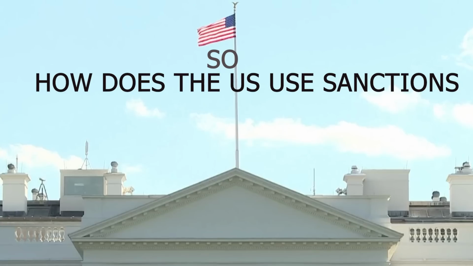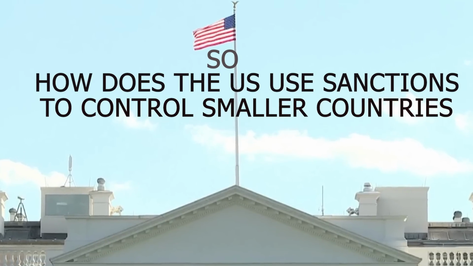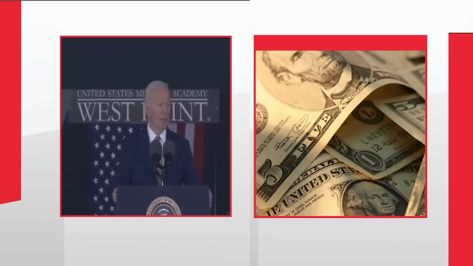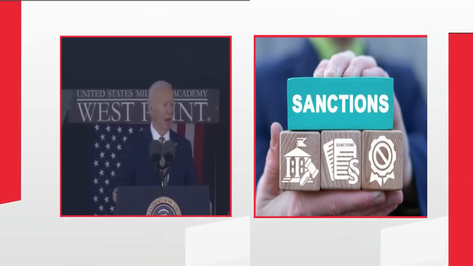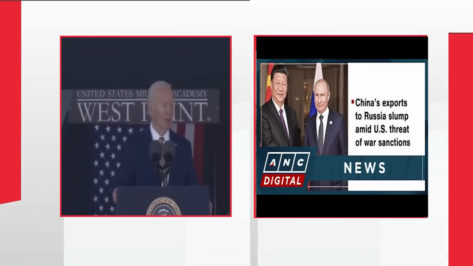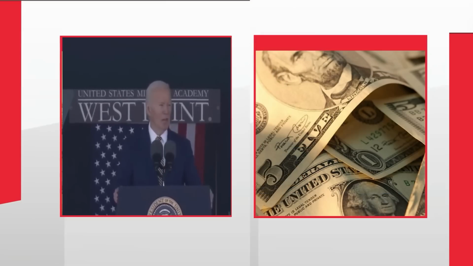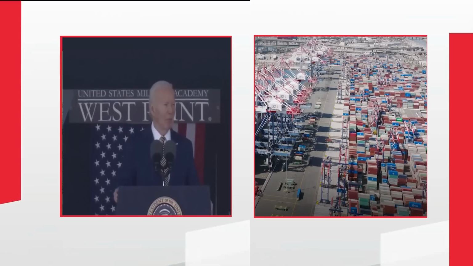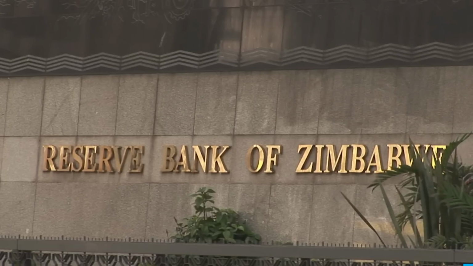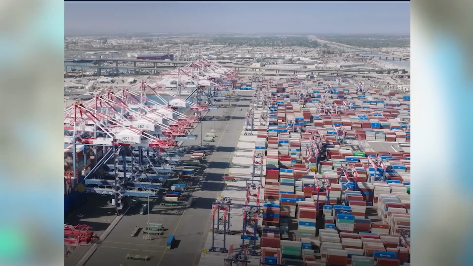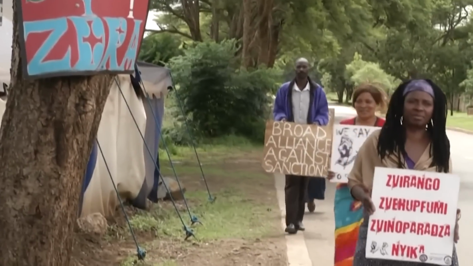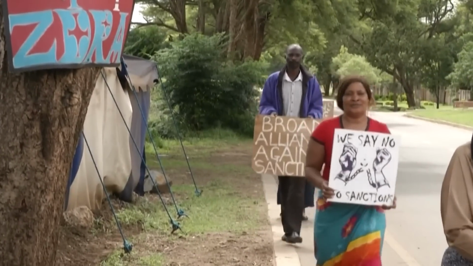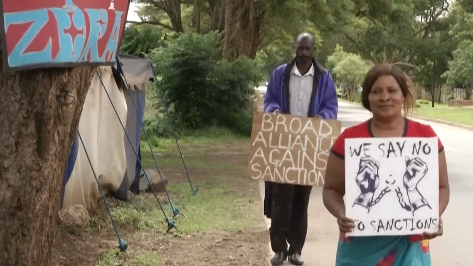So how does the US use sanctions to control smaller countries in present days? Nowadays, the US utilizes sanctions, or the threat of sanctions, to exert control over other countries. Since the US dollar serves as the primary currency for global trade, many countries use it for international transactions and as a reserve currency. Smaller countries, which have limited financial resources and rely heavily on international trade and finance, can suffer greatly from sanctions. As a result, they have to comply with US demands to avoid facing repercussions.